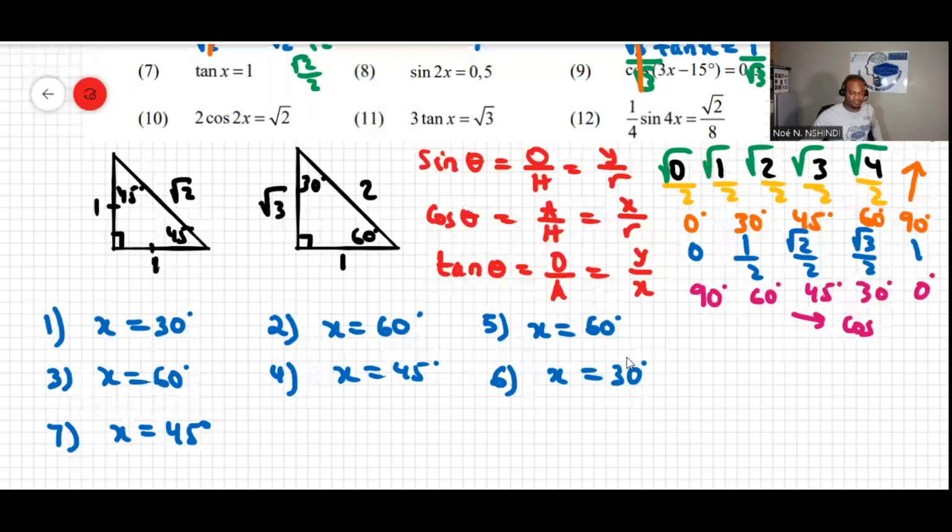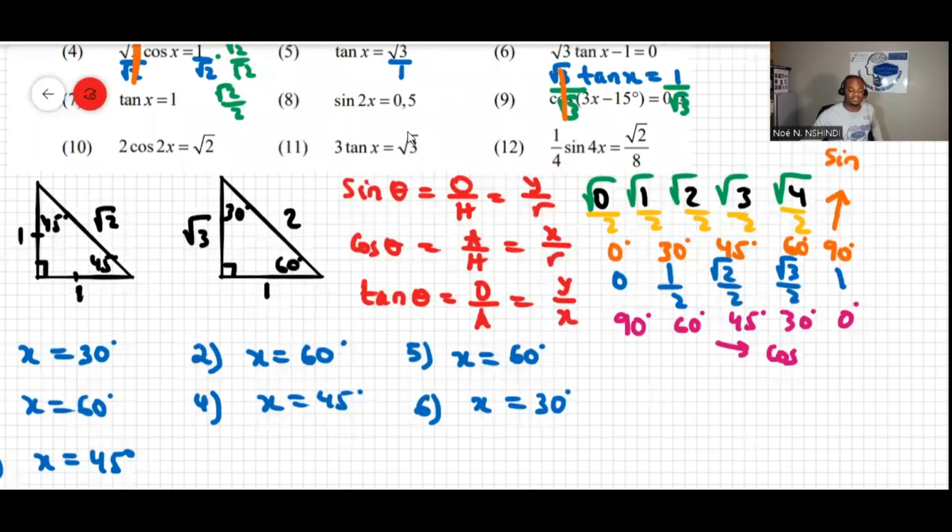Let's look at question 8. Sine 2x equals 0.5. So we need to be careful here. 0.5 is the same thing as a half. Now if I look here, a half is 30 degrees. It means 2x equals 30 degrees. But we are looking for x, not 2x. So we divide by 2 on both sides, that makes x equal to 15 degrees.